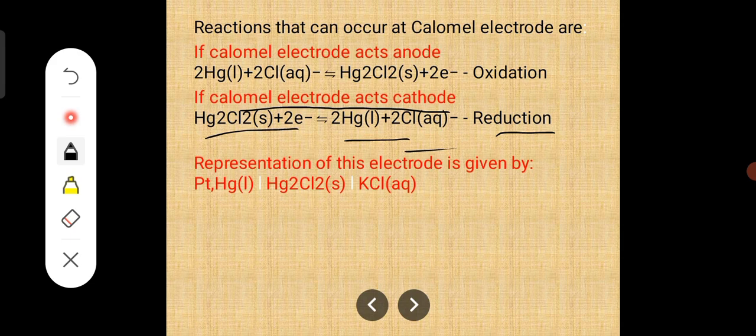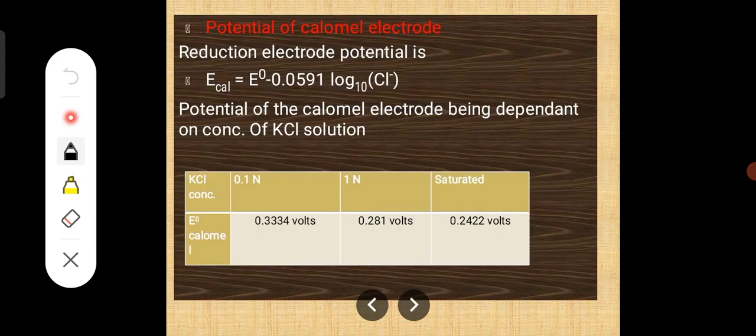The representation of this electrode is: platinum wire in direct contact with mercury, with a single line, in direct contact with Hg2Cl2 paste, and in direct contact with chloride ions, that is KCl. This is the simple cell representation of the calomel electrode. Next point, potential determination of the calomel electrode.